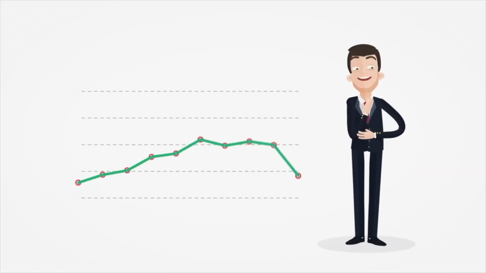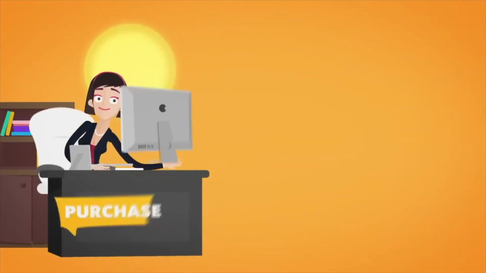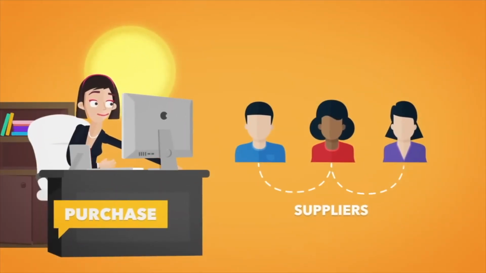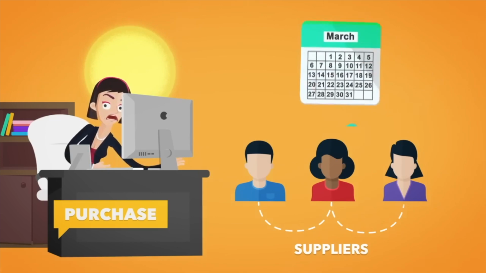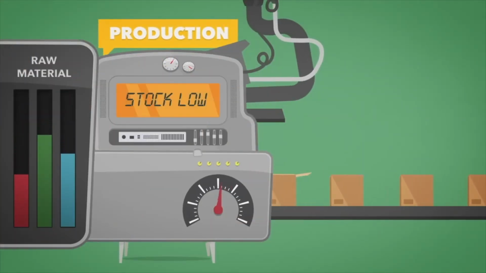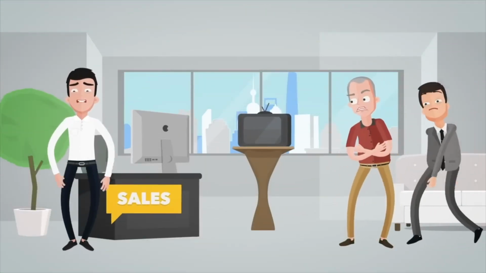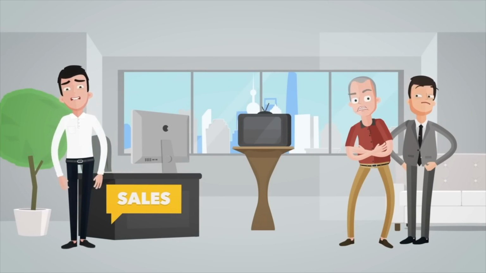Your business is growing, and so are the number of transactions your company does. With an increasing number of orders, your purchase department fails to manage its suppliers, leading to frequent delays in procurement. Your untrackable inventory results in poor production planning. And now, your orders are always delivered late, making your customers unhappy.